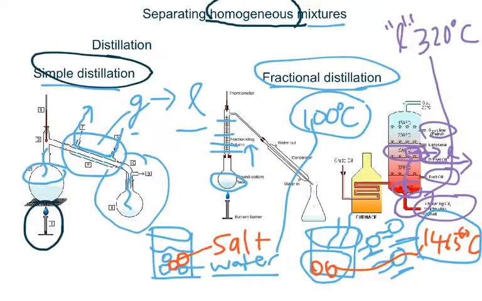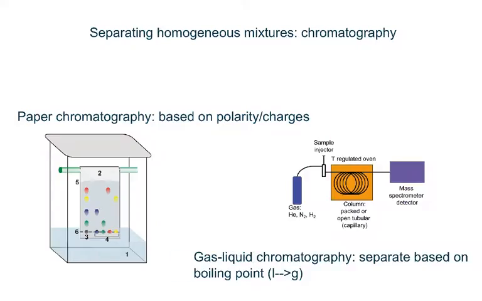So now let's look at another topic. Let's talk about chromatography. There are many types of chromatography. In paper chromatography, we separate things based on the polarity of the different components of the mixture. Now, what do we mean by polarity? Well, some chemicals are more electrically charged than other chemicals, and we abuse that fact in order to separate the chemicals.